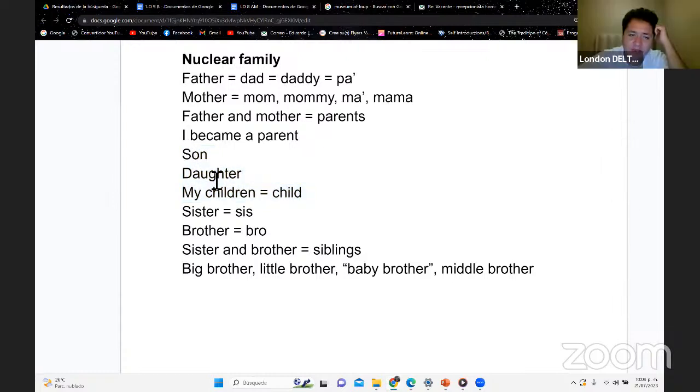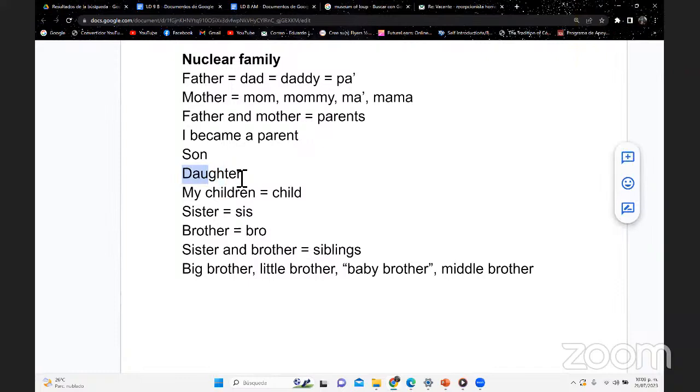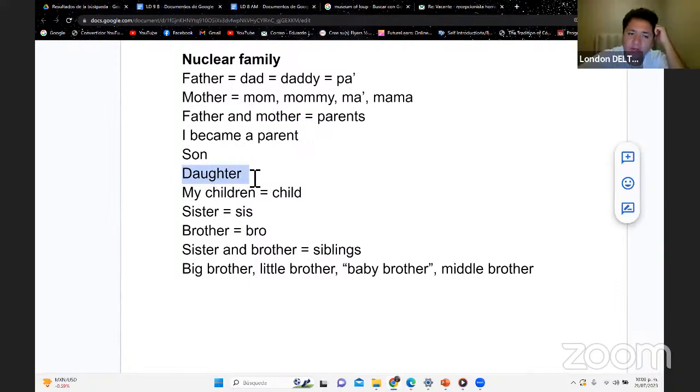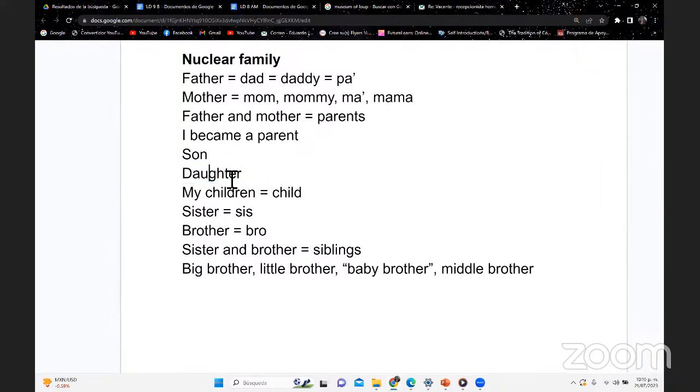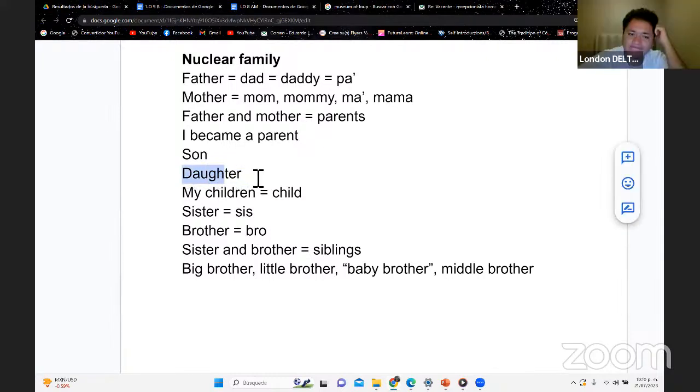Please repeat. This case, this is not pronounced. Imaginémonos que esto no existe. Decimos simplemente daughter. Aquí la H no suena. Okay. Exactly. In British pronunciation, you would say daughter, right? So you can say daughter or you can say daughter, right? Son, daughter, in plural, son and daughter.